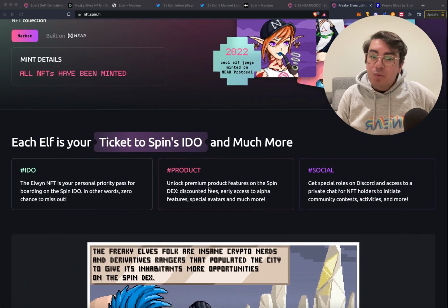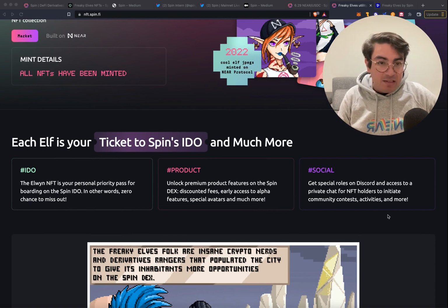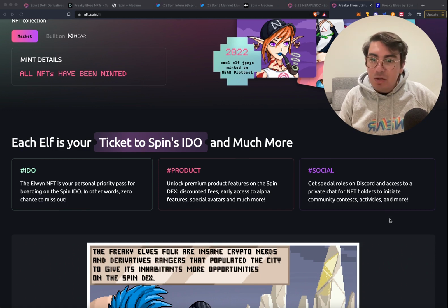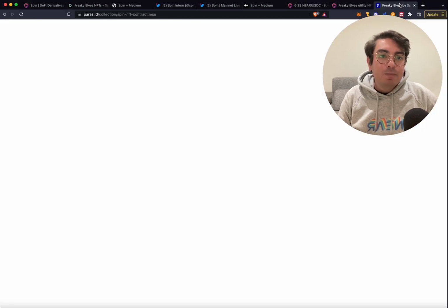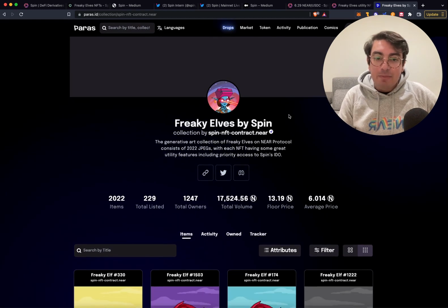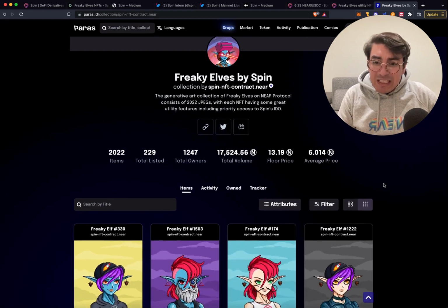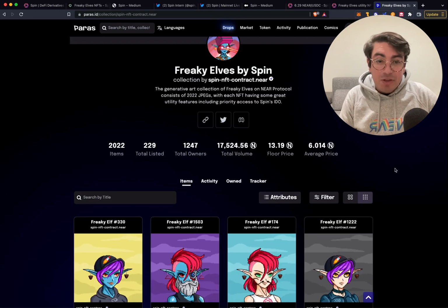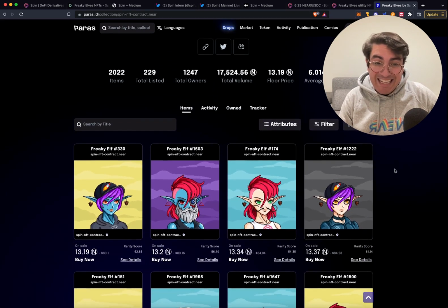So the Freaky Elves will have special powers, including access to the IDO, premium access to new product features, and some social stuff on their Discord. Let's go to Paras. This is the Freaky Elves collection, the secondary market. Jesus Christ! The floor price is 13.19.